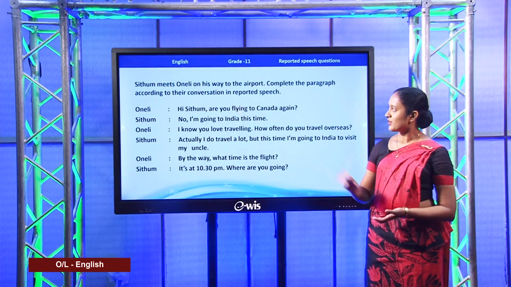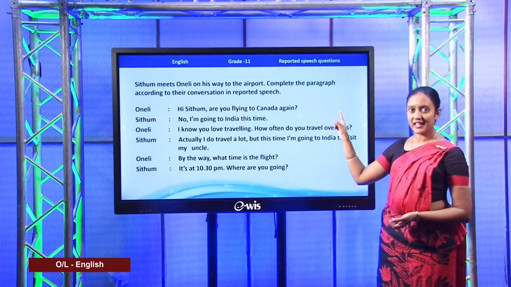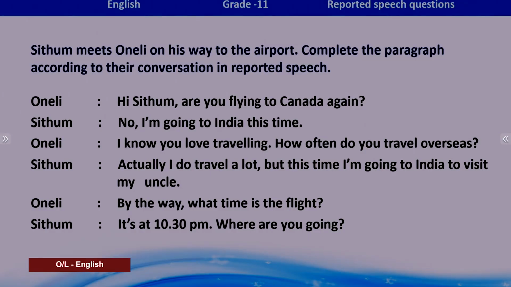Okay children, now I think you have a clear idea about how to convert the direct questions into indirect questions. Now it's the activity time. So on the screen you can see an activity. Let's read it. Situm meets Oneli on his way to the airport. Complete the paragraph according to their conversation in reported speech. So, this is the dialogue between Oneli and Situm. You have to read it by yourself and you have to complete the paragraph according to the conversation in reported speech.